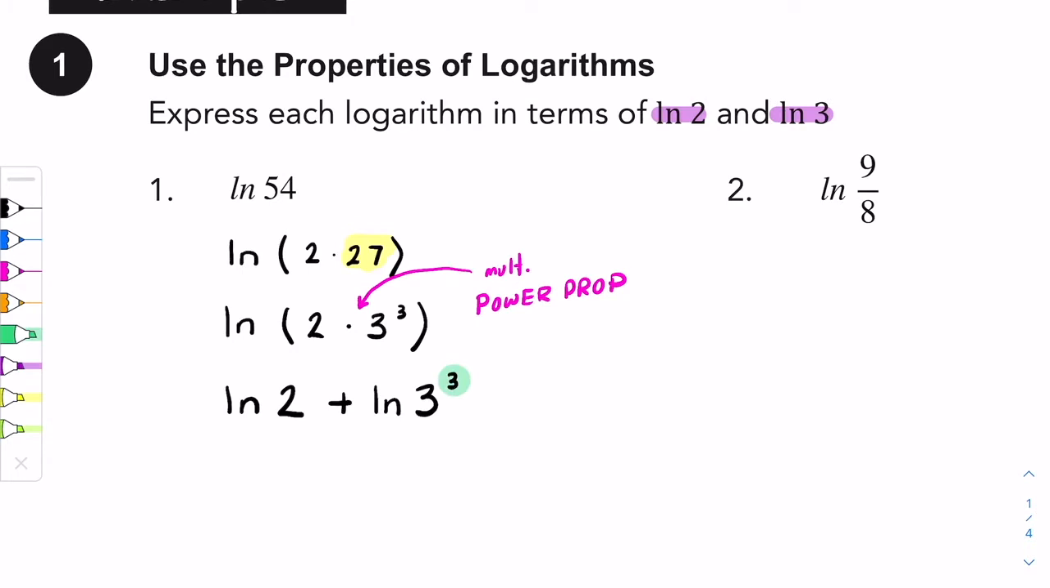Now I have this exponent with 3 cubed, and this indicates that I can use the power property. Sorry, I wrote this wrong up here. I wrote power property up here, but it should be product property. I just realized I did that. And this is the power property.